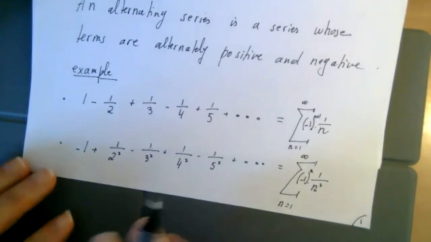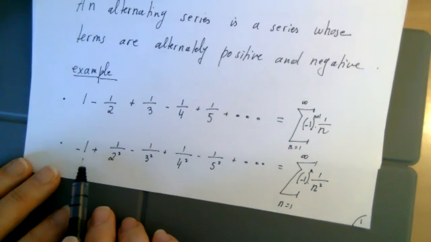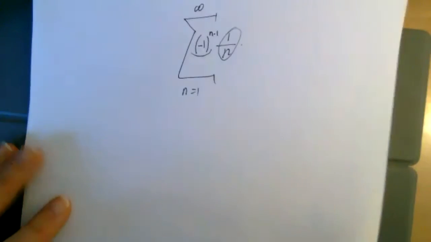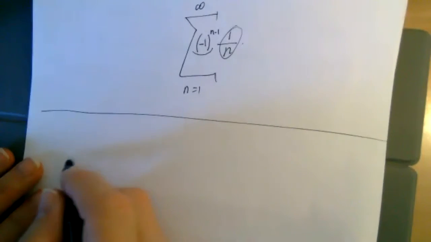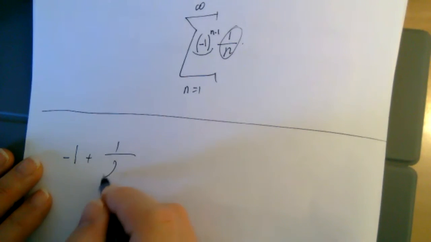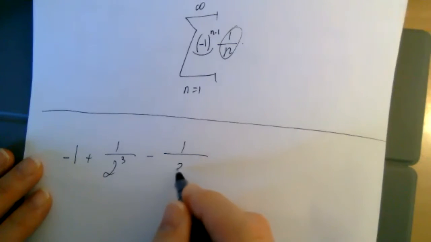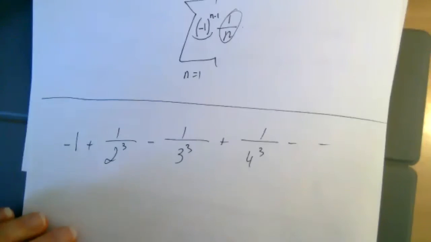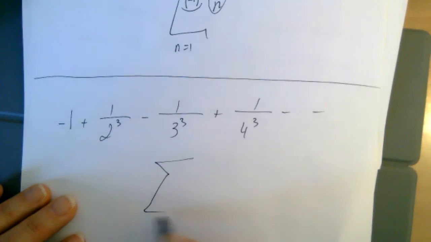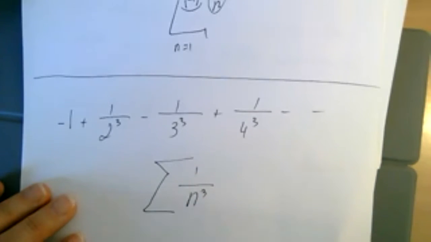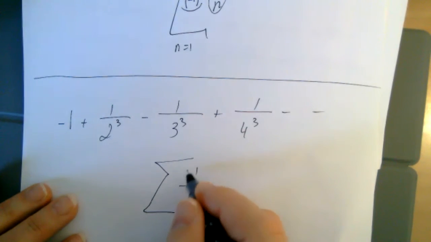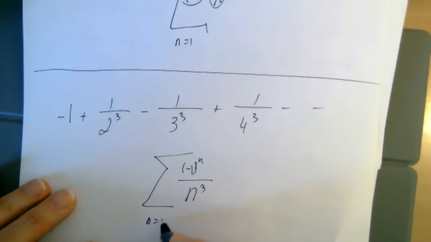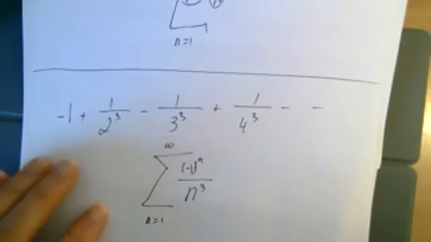So with that, if I take the second one, (-1)^n plus 1 over 2 cubed. I rewrite it so it will be clear: -1 plus 1 over 2 to the power 3 minus 1 over 3 to the power 3 plus 1 over 4 to the power 3, and etc. So in sigma notation, this is going to be written 1 over n to the power 3. That's the easy part. And then I usually put (-1)^n, from 1 to infinity, and then I check, does it work or not?